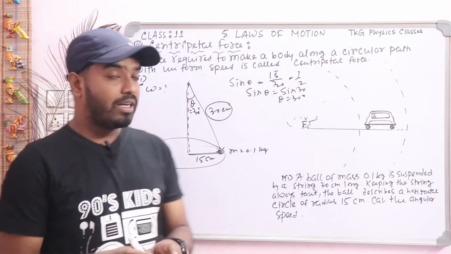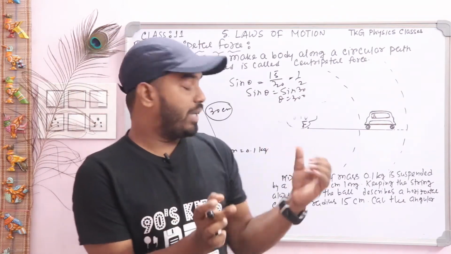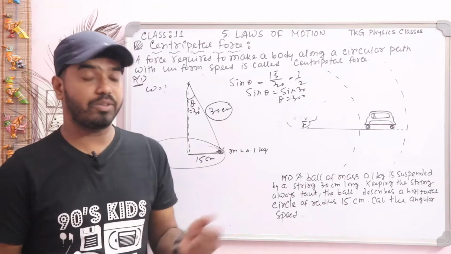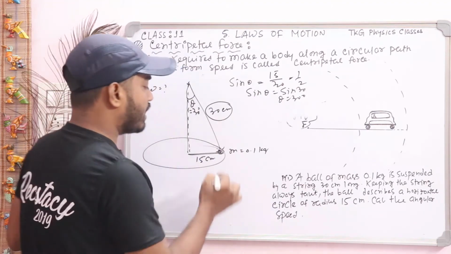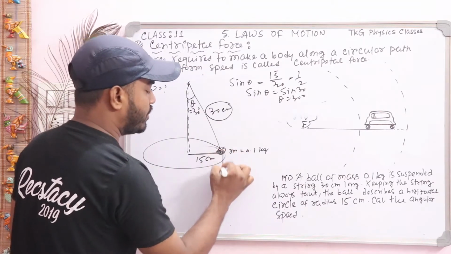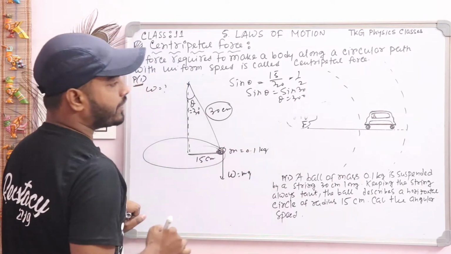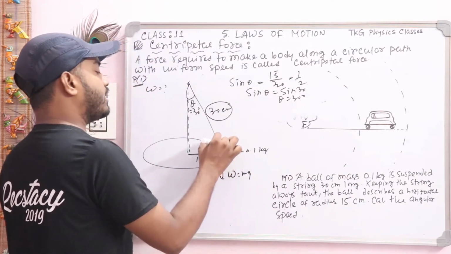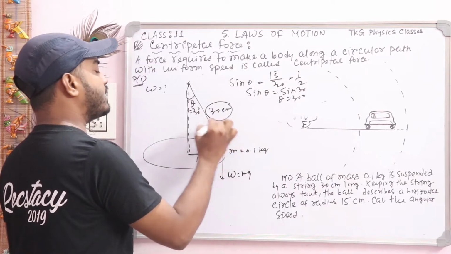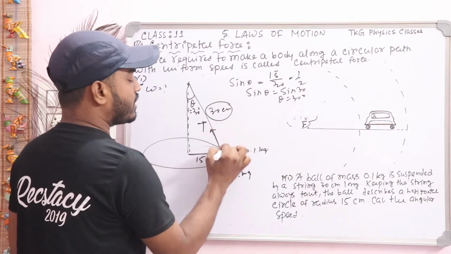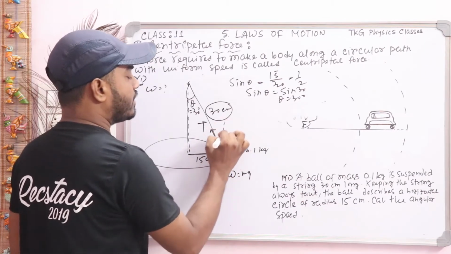Now let us explain the directions of the various forces. Here a body of mass m, so weight mg is directed vertically downward. Now along this string there is a tension T. This is the direction of tension, and this angle is theta.